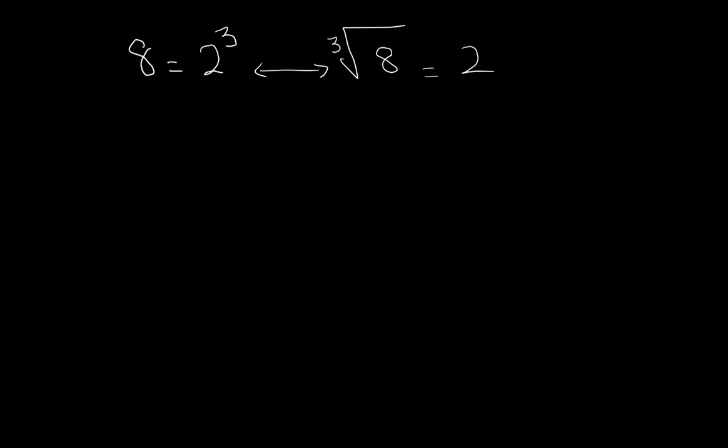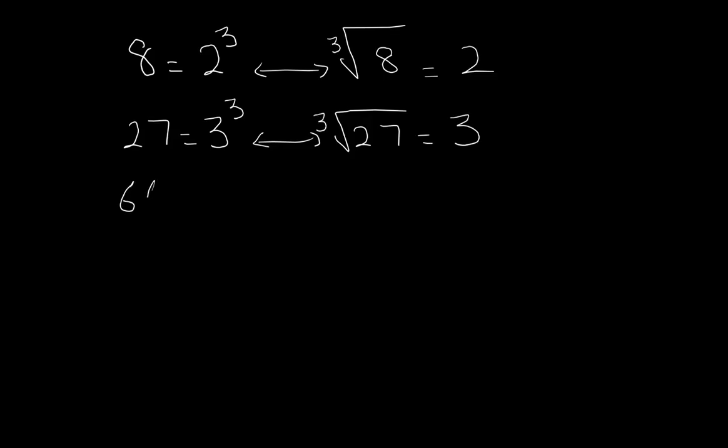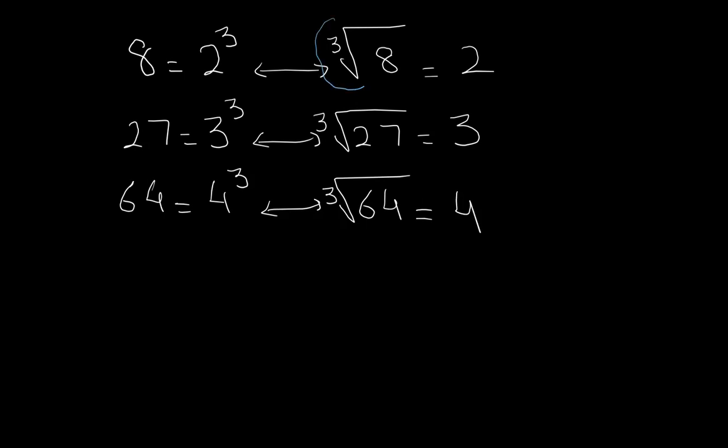And similarly, 27 is equal to 3 cubed, so we can say that the cube root of 27 is equal to 3. And 64 is 4 cubed, so we can say that the cube root of 64 is 4. And this entire symbol is called the cube root.